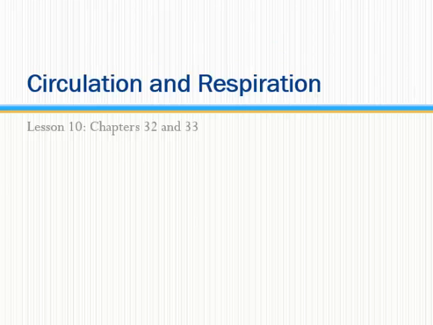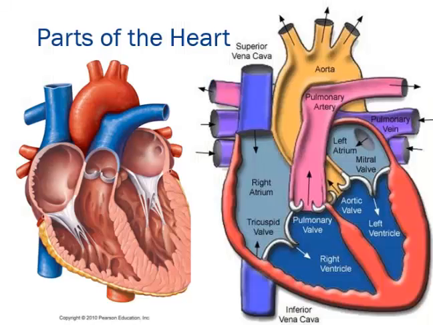Okay, let us move on now to two other hugely important systems in the body, obviously, circulation and respiration. The circulatory system is composed of the heart and the various blood vessels: arteries, veins, and capillaries. Arteries and veins are the big blood vessels, and capillaries are the small blood vessels. The central component of the circulatory system is, of course, the heart.